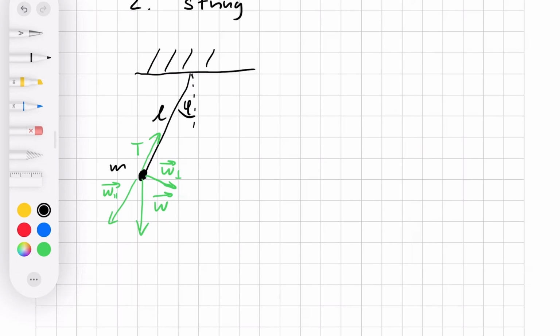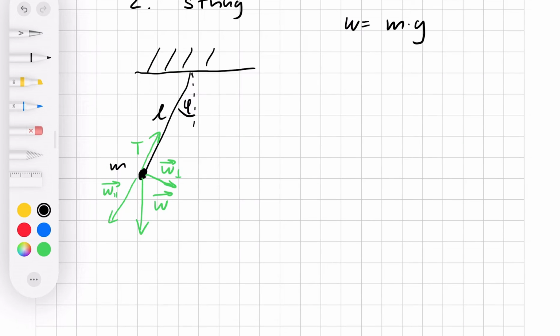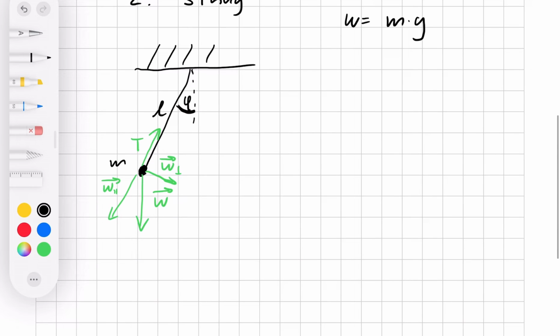So what can we say about these forces? We know that weight equals mg. Because the angle phi is here and this vertical line is parallel to the weight force, phi will also appear here. And that means that the weight force parallel will be equal to the weight force times the cosine of phi.